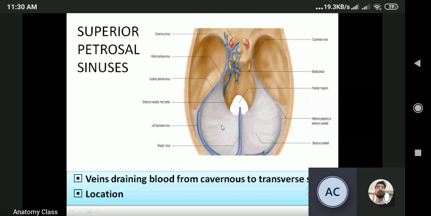So it is a paired sinus, on either side. And the superior petrosal sinus drains the venous blood from the cavernous sinus into the transverse sinus. Okay, so we have talked about the location. It is present along the superior border of the petrous part of the temporal bone, along the anterolateral attached margin of the tentorium cerebelli, while it drains the blood from the cavernous sinus into the corresponding transverse sinus.